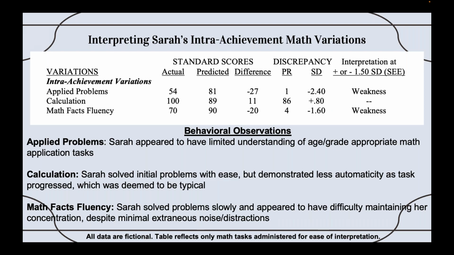Lastly, if we take a look at math facts fluency, we can see that that is also an area that's listed as a personal weakness for her. And we can see if we take a look that the difference between her actual performance and her predicted performance only occurs approximately 4 out of 100 times among her same age peers, or 4% of the time within the norm reference group or norm reference population. So that's giving us some indication of clinical significance. We also can look at that discrepancy standard deviation, see that that's negative 1.60, and that's giving us an idea of statistical significance because it's exceeding that threshold of negative 1.50.